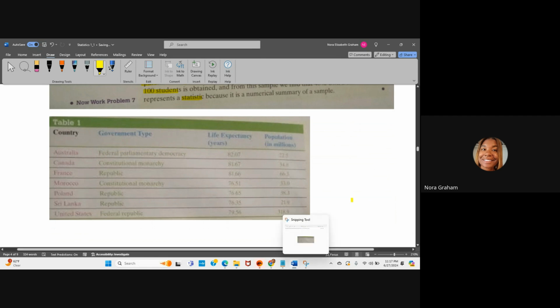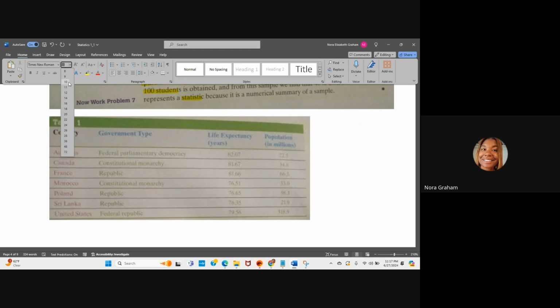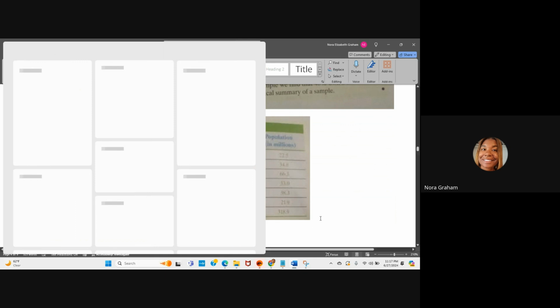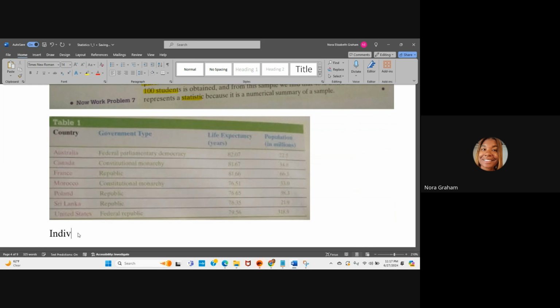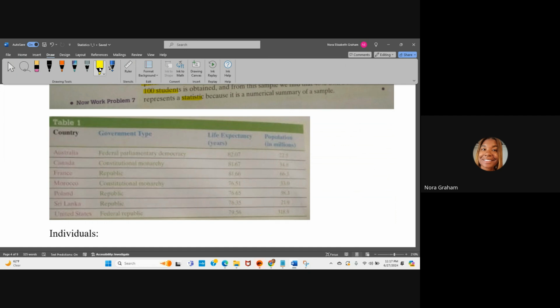So first, let's identify all the individuals. When we're given a data set like this, individuals are like the members of our population, or the data points of our data set. For this one, our individuals are going to be our countries, because these are all our data points right here. So countries are going to be our individuals. We have Australia, Canada, France, Morocco, Poland, and so forth. Those are all going to be my individuals.